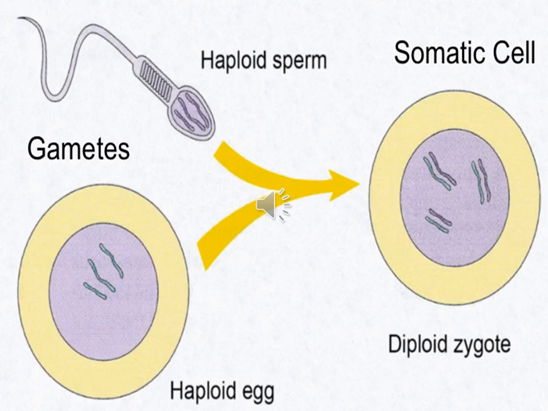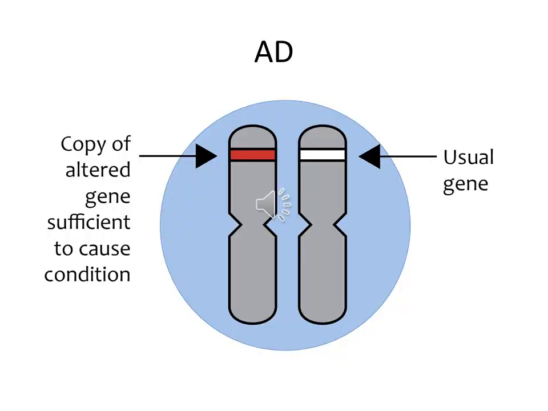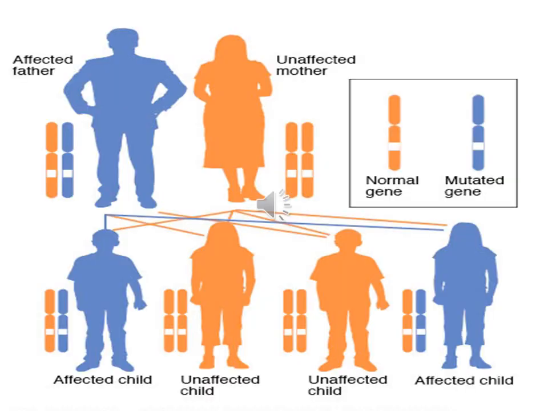In this picture, you can see homologous chromosomes in somatic cells, of which one set comes from sperm and one set from egg. In autosomal dominant inheritance, just one mutated gene is enough to cause the condition. In this picture, the normal gene is colored orange and the mutated gene is blue. In autosomal dominant inheritance, just one mutated gene is sufficient to cause the condition. When one parent, the father in this example, is affected, each child has one chance in two of having the disease. It is not sex-related and each parent can transmit the condition.